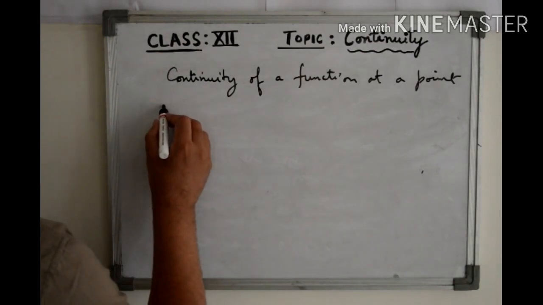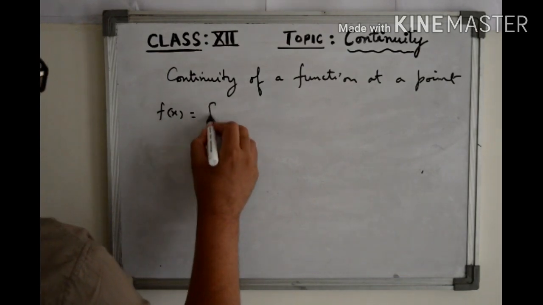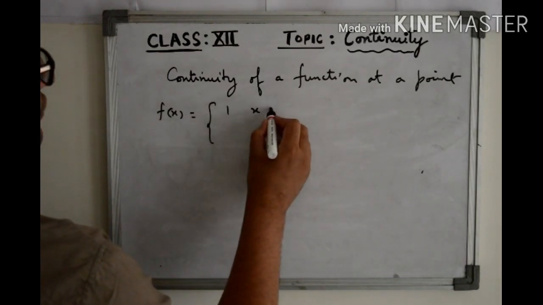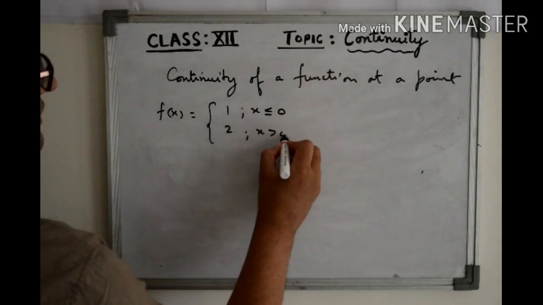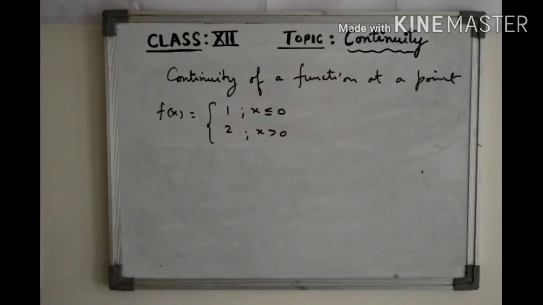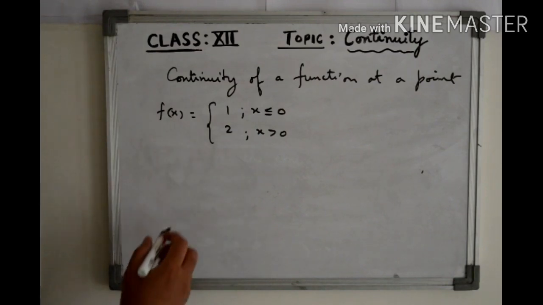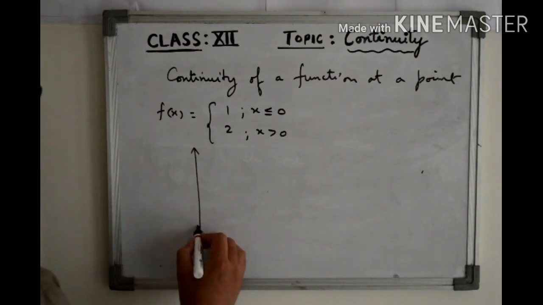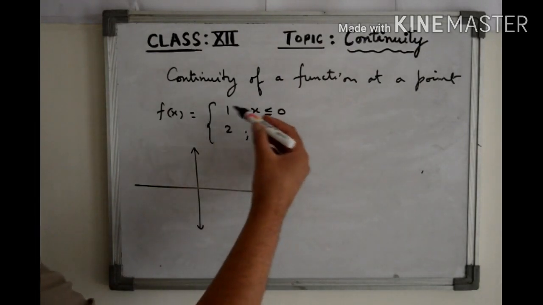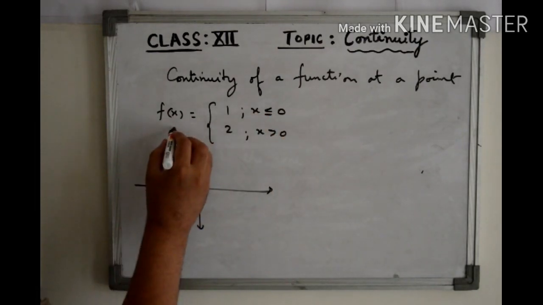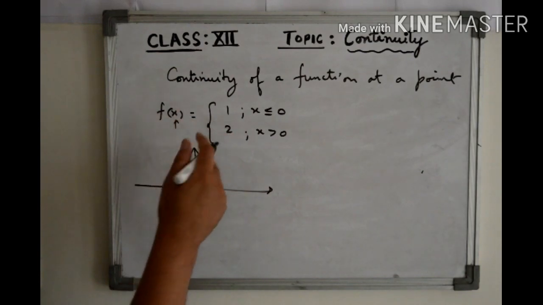Consider a function f(x) which is 1 for values of x less than or equal to 0, and 2 if x is greater than 0. So, the graph of this function will be like this. This is a piecewise function, and the output will depend on the input x. Accordingly we will have the output.